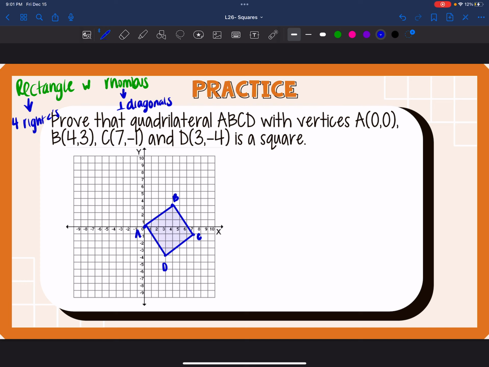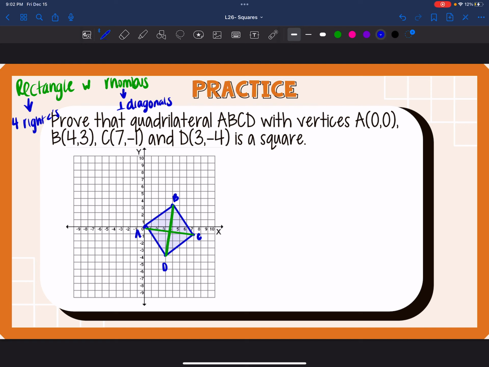Okay, so I'm going to show that I have 4 right angles. In order to do that, I need to do the slope of all 4 sides. And I'm going to verify that the slopes are opposite reciprocals of each other. After I do that, then I'm going to do the slope of BD, and then I'm going to do the slope of AC. I don't know why it's doing that, but you understand. You get the vibes.